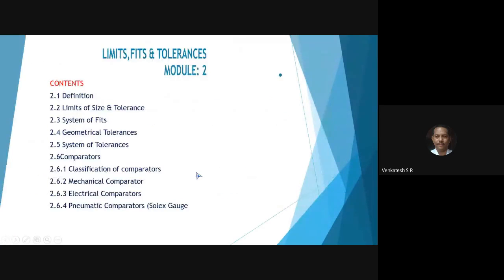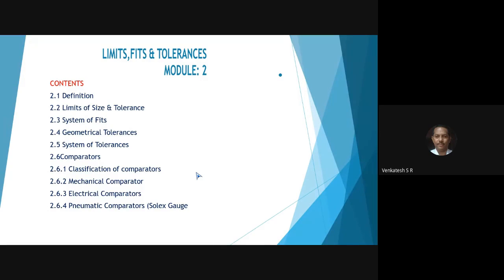This is the new module, module 2. In this module, you have limits, fits, and tolerances. You have to study the definition of limits, fits and tolerances, and afterwards limits of size and tolerance, and system of fits, geometrical tolerances, system of tolerances. After that, the second portion of the module contains comparators.